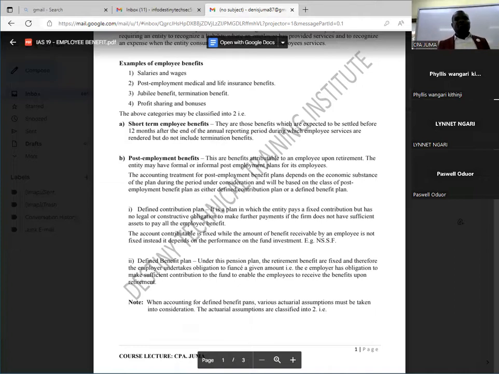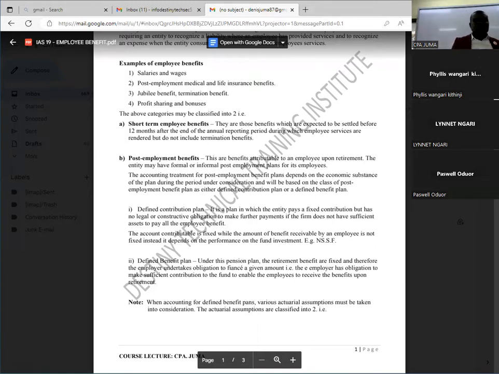Post-employment benefits are benefits attributable to an employee upon retirement. The entity may have a formal or informal post-employment plan for its employees. The accounting treatment for post-employment benefit plans depends on the economic substance of the plan, and will be based on the class of post-employment benefit plan, either a defined contribution plan or a defined benefit plan.